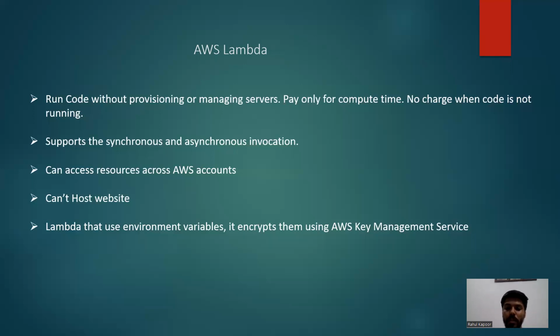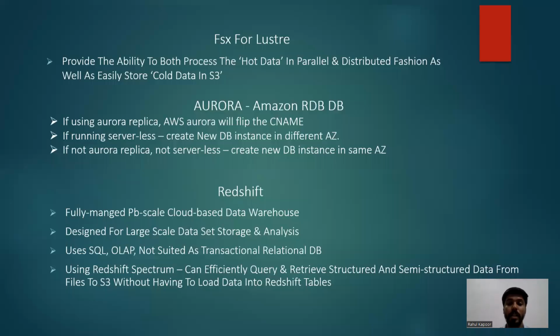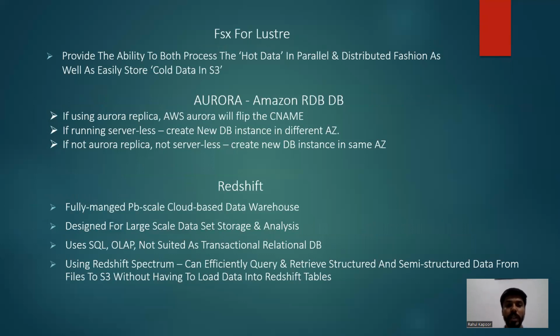Now these are some key services, like if you want to encrypt your data, either you can encrypt by yourself or AWS encrypts on your behalf. Okay, so if you are using environment variables in the Lambda service, it encrypts them using AWS Key Management Service. Okay, then FSx for Lustre, it provides the ability to both process the hot data in parallel and distributed fashion. Okay, as well as easily store cold data in S3.